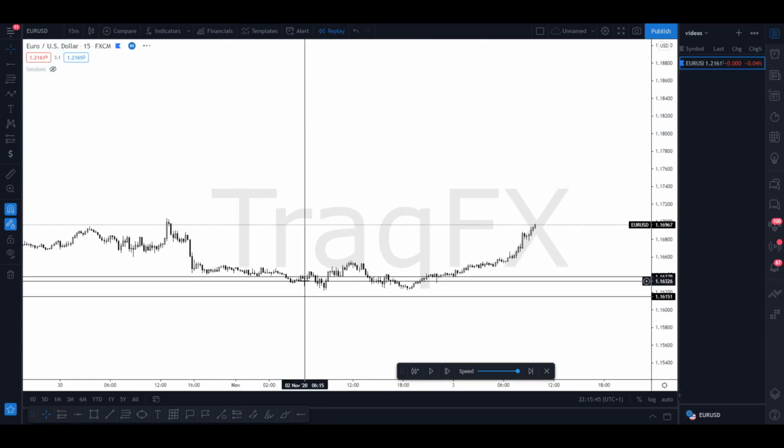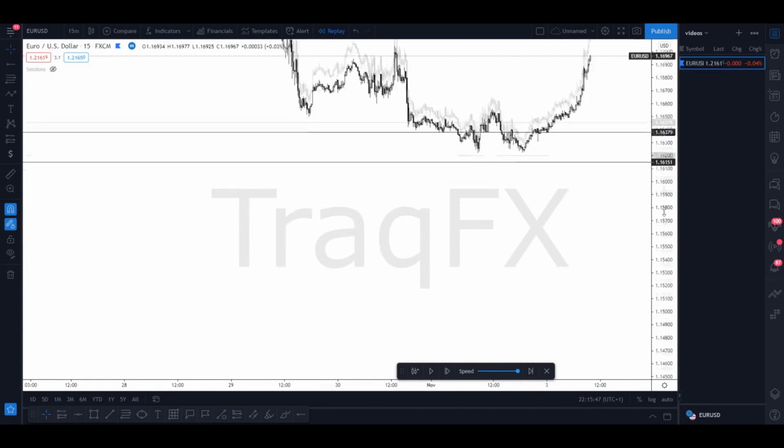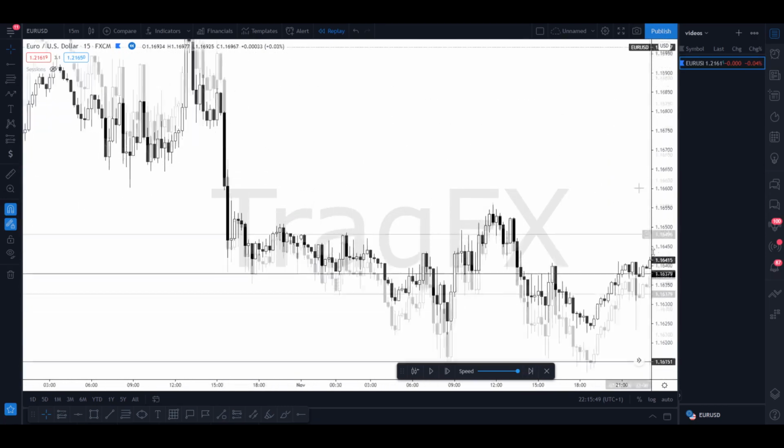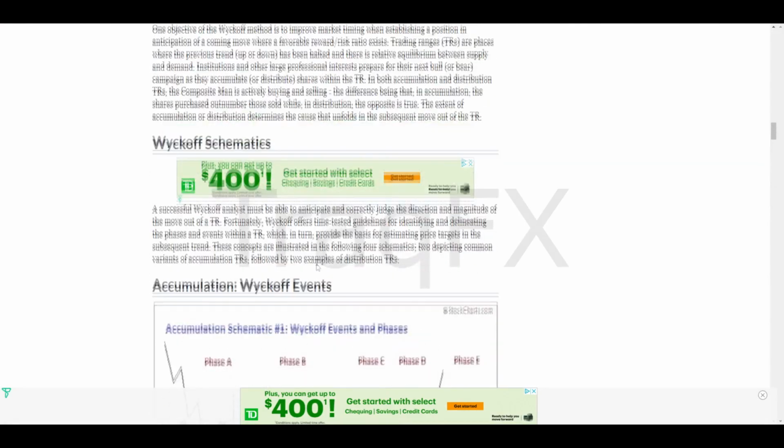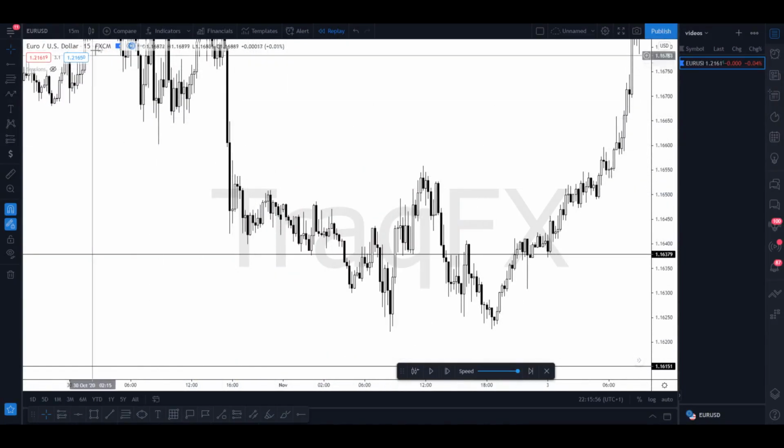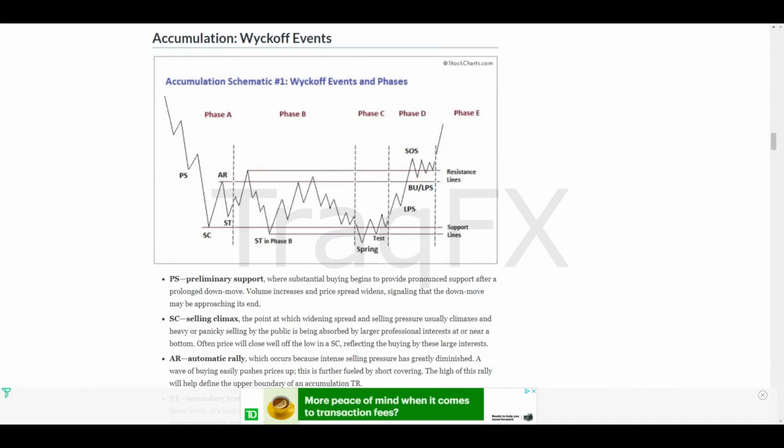Let me see. Okay, I could. Perfect, I could. So right over here, let's see if we can see any Wyckoff. Let's go to the accumulation schematic. So accumulation, we're looking for a PS. Let's look for that PS. Go to the line chart.